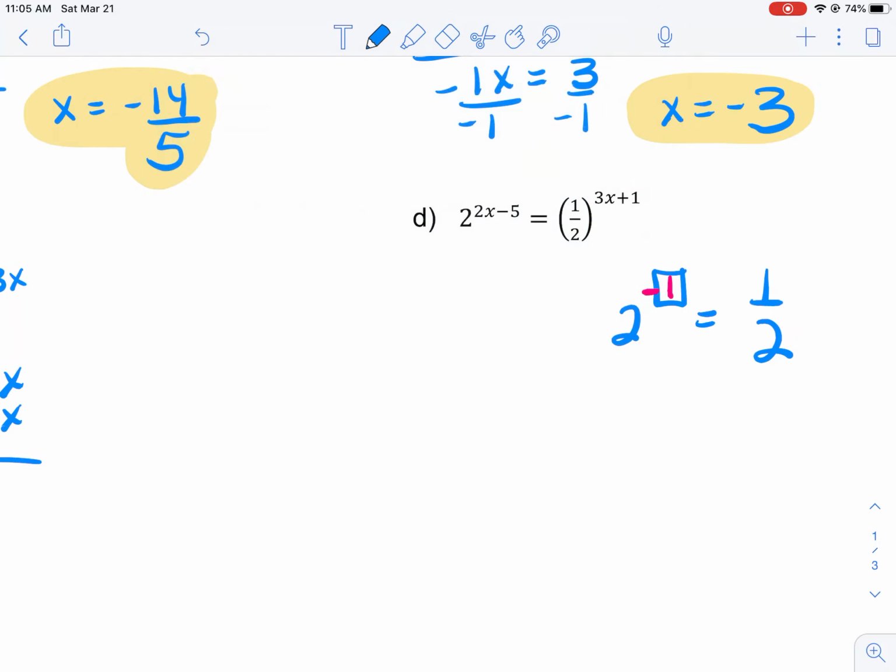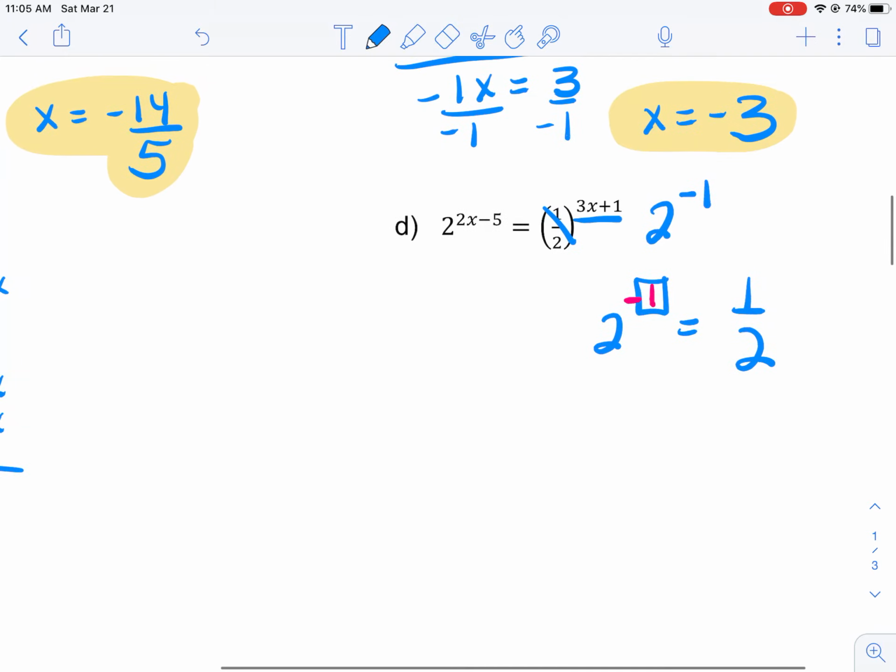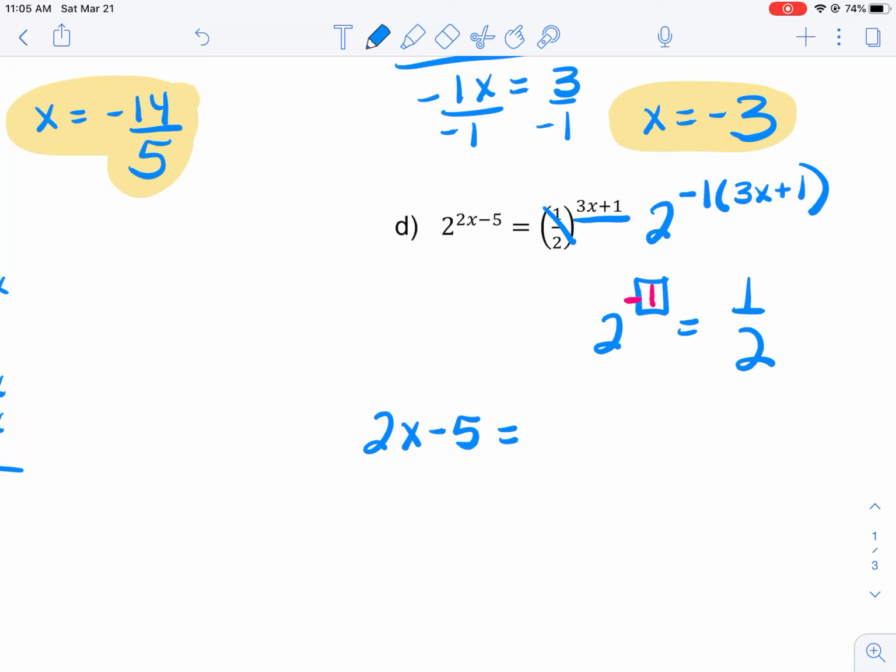So we're going to start by rewriting. The right side is going to become 2 to the negative 1, and then we're going to multiply the negative 1, the new exponent, by the 3x plus 1 that was already there. So we're going to get negative 1 times 3x plus 1. Now we're going to set 2x minus 5 equal, I'm going to distribute here, equal to negative 3x minus 1.